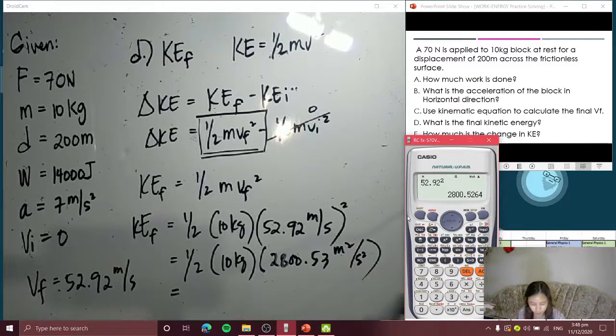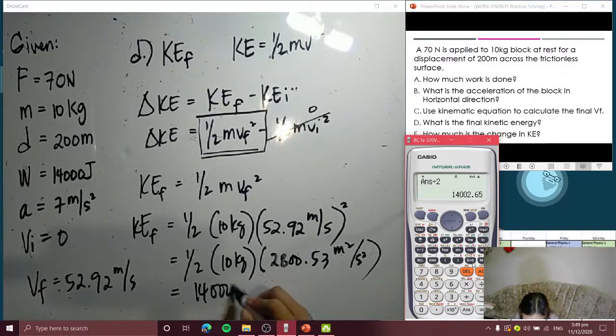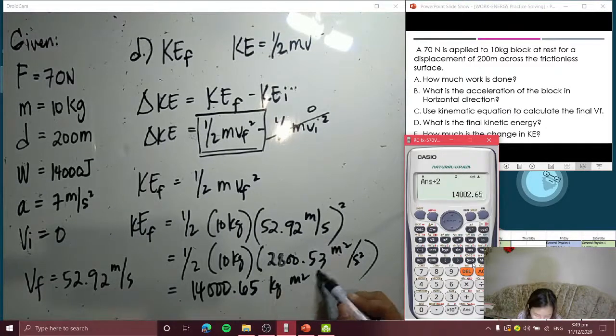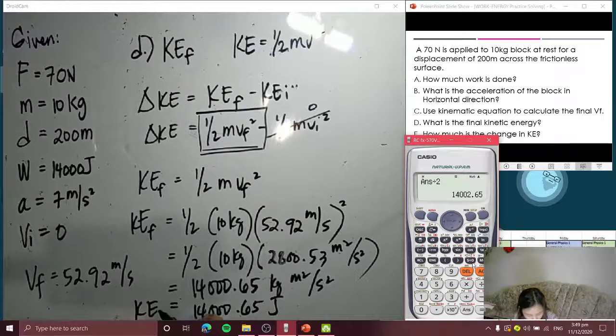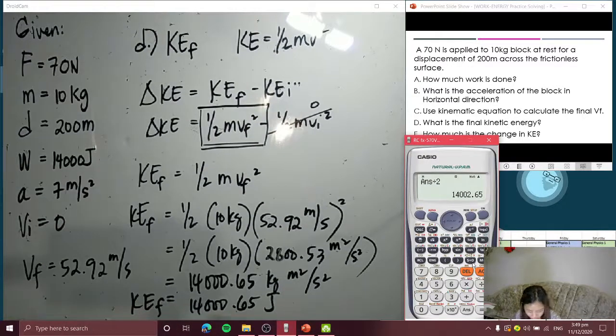Okay, so we'll just simply multiply the values. 10 times 2,800.53 is equal to this value, and then divide it by 2. So we have 14,000.65 kilogram meter squared per second squared, or also we can have 14,000.65 joules. That's for our KE final. Again, this is for our final kinetic energy.